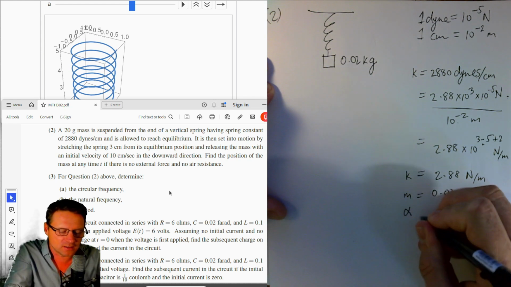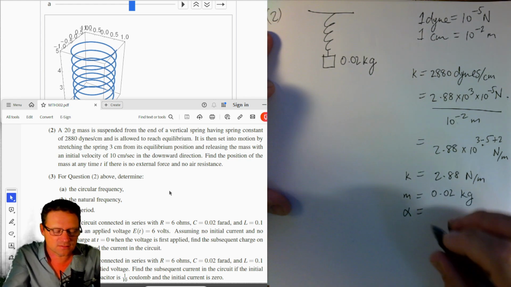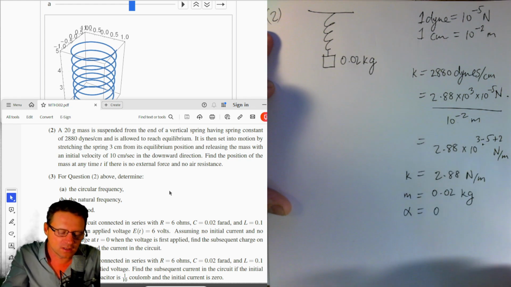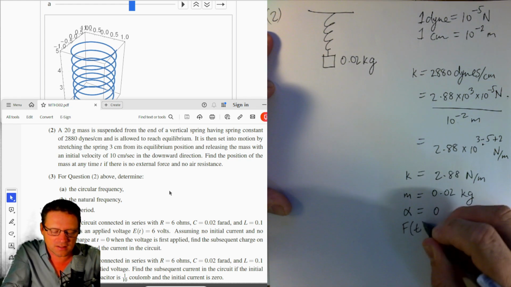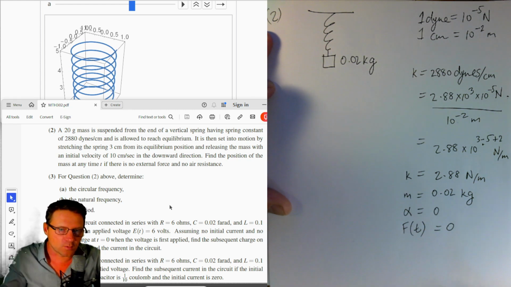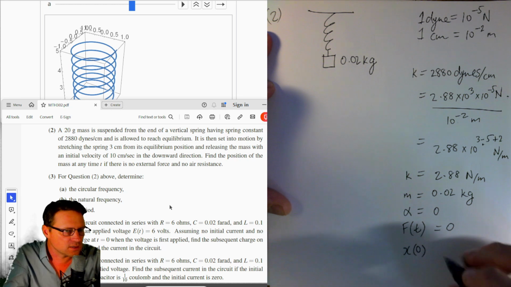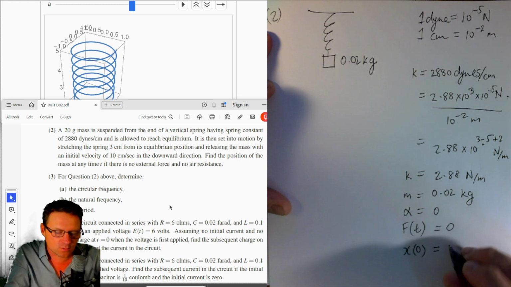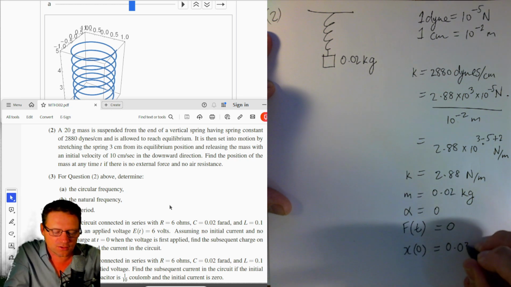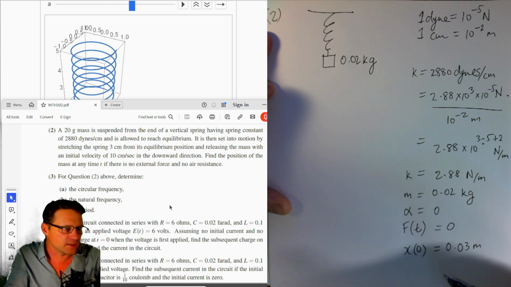What else? Well, we have alpha, the coefficient of resistance to motion, is 0. We have F of T, the external force, is 0. Okay, and we also have initial values. So X of 0 in this question is equal to 0.03 meters, because we're told that it's set in motion by stretching the spring 3 centimeters from its equilibrium position.